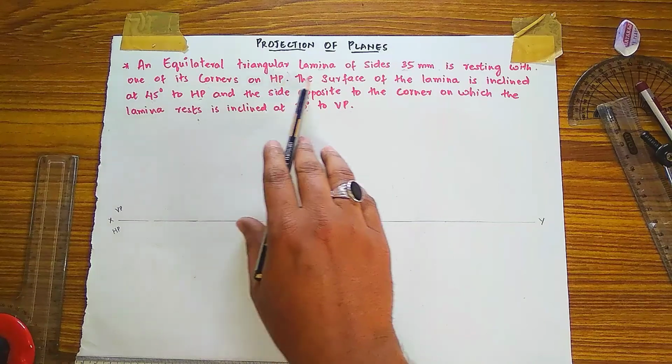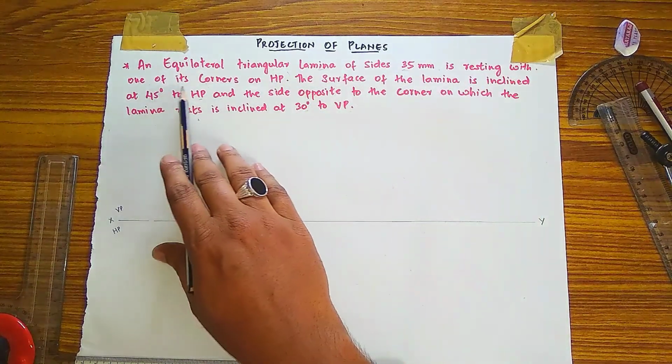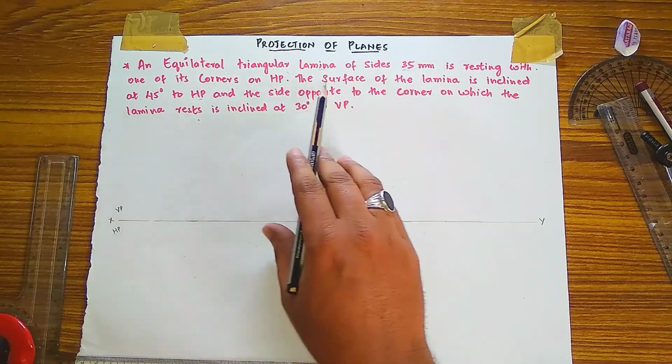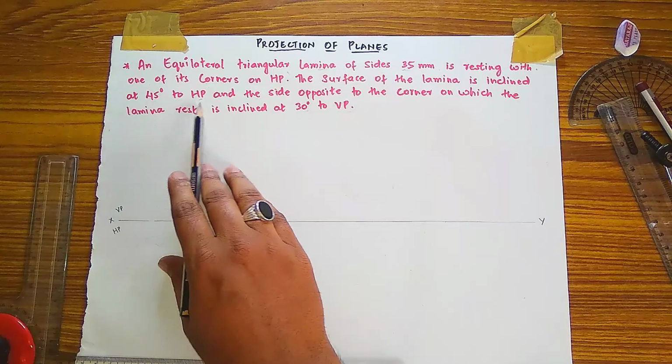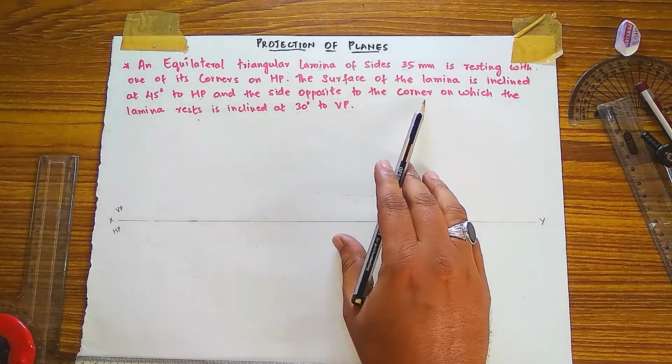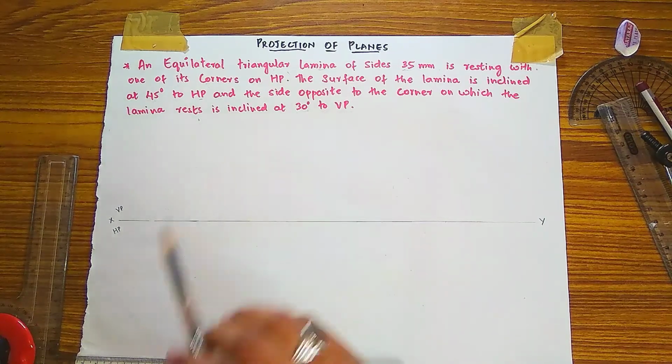An equilateral triangular lamina of sides 35 mm is resting with one of its corners on HP. The surface of the lamina is inclined at 45 degree to HP and the side opposite to the corner on which the lamina rests is inclined at 30 degree to VP.